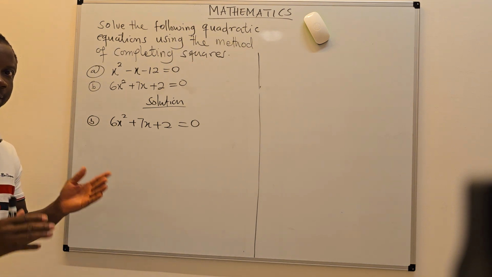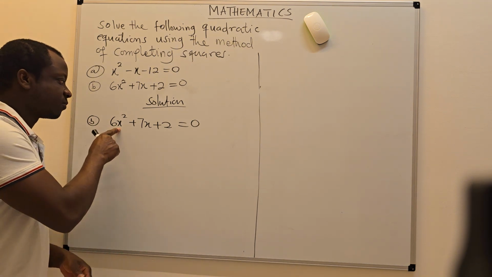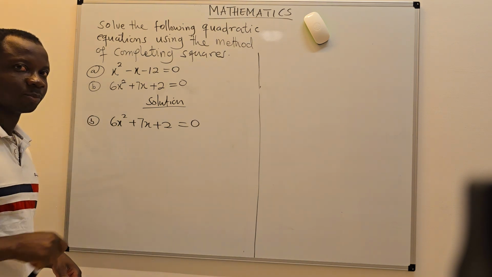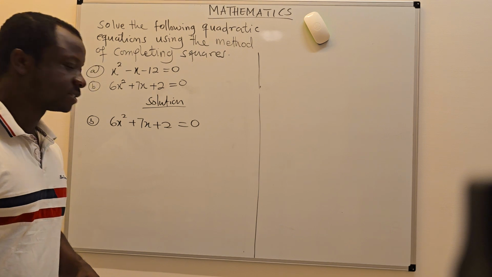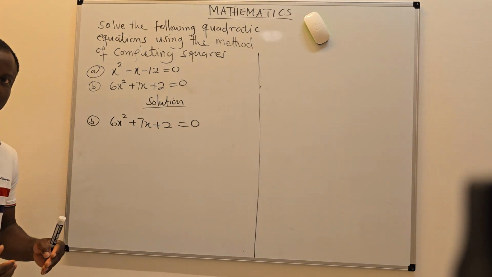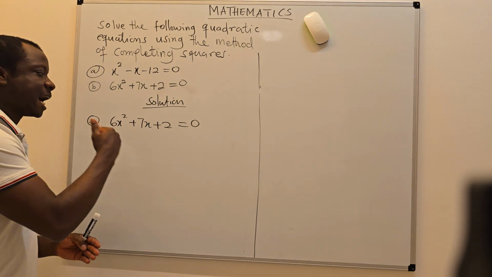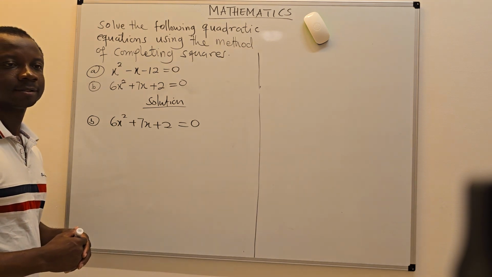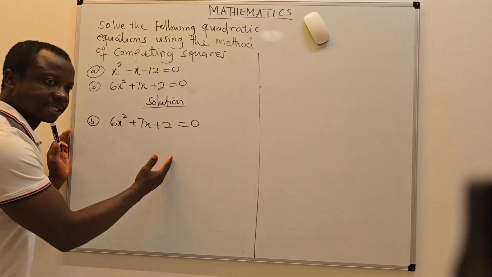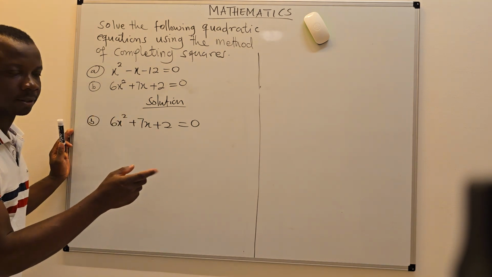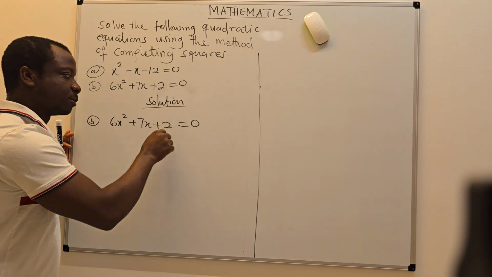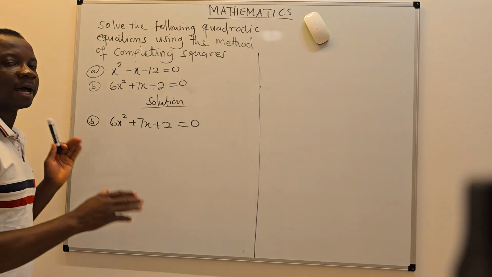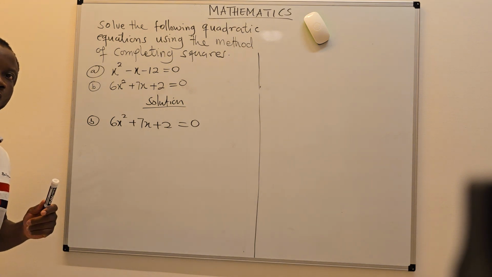So the first thing is we have to make sure that the coefficient of x squared here is always positive 1. This time it is not positive 1. It is positive 6. To make it positive 1, we are going to divide all of them by 6. After that, the coefficient of x squared will be 1. Then we move the constant term, whatever we get after the division, across the equal sign. That is how we are going to do it.